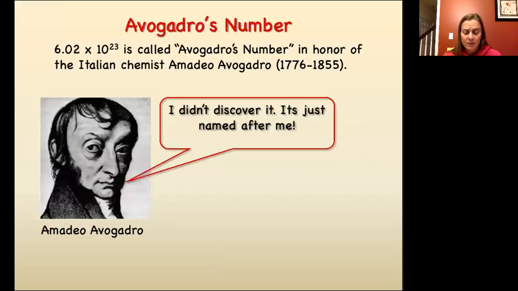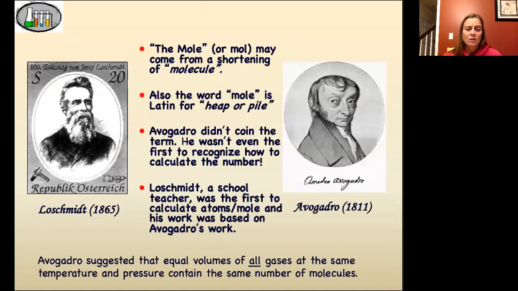This number, 6.022 times 10 to the 23rd, we call Avogadro's number in honor of the Italian chemist Amedeo Avogadro. He didn't discover it. In fact, what he proposed was that equal volumes of all gases at the same temperature and pressure contain the same number of molecules. But one of his students, Schmidt, was the first to calculate the atoms per mole, and his work was based on Avogadro's work.